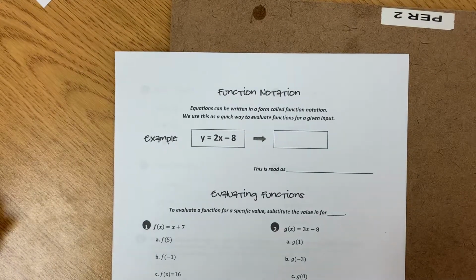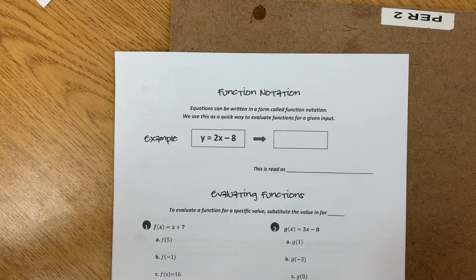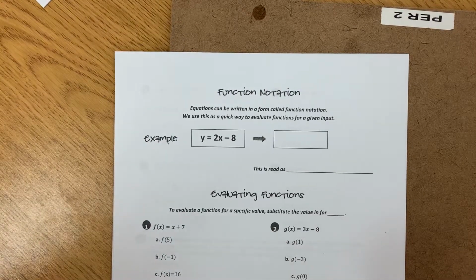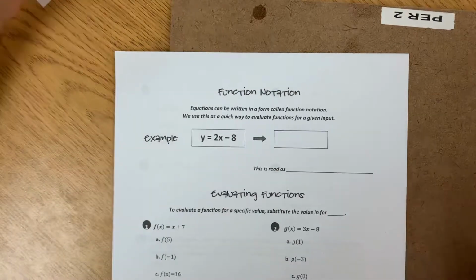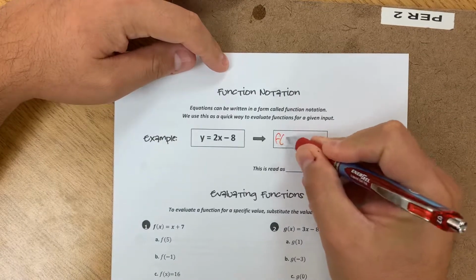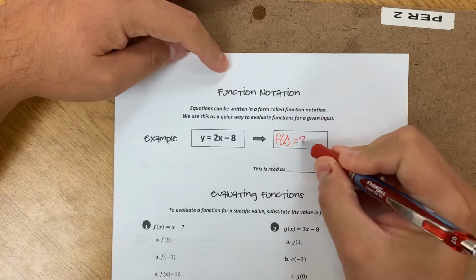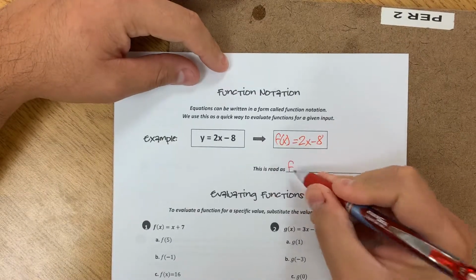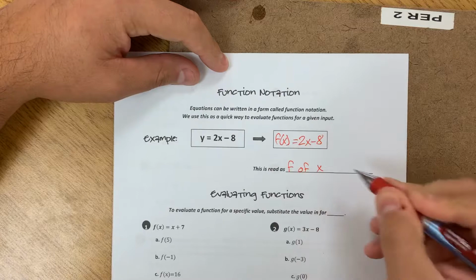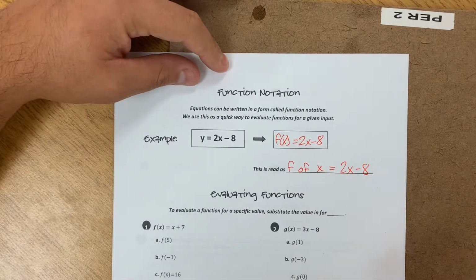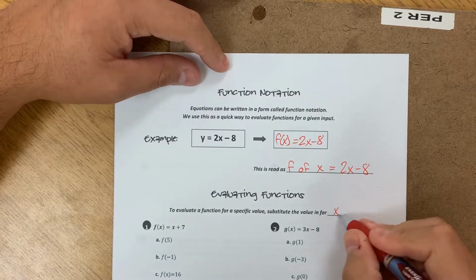All right, today we're doing function notation. Equations can be written in a form called function notation. We use this as a quick way to evaluate functions for a given input. For example, we have y equals 2x minus 8, and it can be written as f of x equals 2x minus 8. So this actually reads as f of x equals 2x minus 8. To evaluate a function for a specific value, substitute the value in for x.